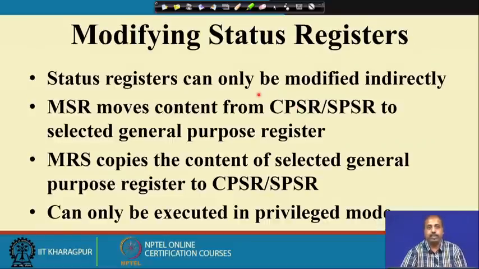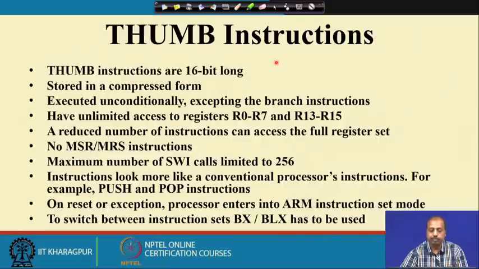Then there is modification of the status registers like the CPSR and SPSR register. This can be done only in the privileged mode, not in the user mode. There is an instruction like MRS that moves content from the CPSR or SPSR register to a selected general purpose register. So, you can get it onto a general purpose register, and then you can access that register to check the content. And MSR is doing just the reverse. Content of the general purpose register is copied onto the CPSR or SPSR register, and it can be executed only in the privileged mode. So, this way we can modify the status registers in the privileged mode of operation.